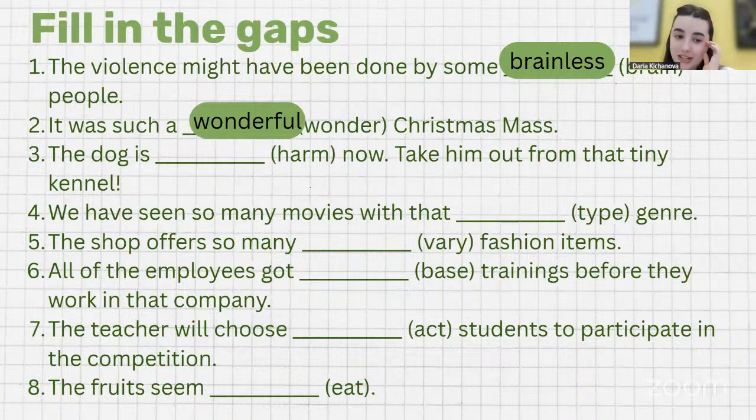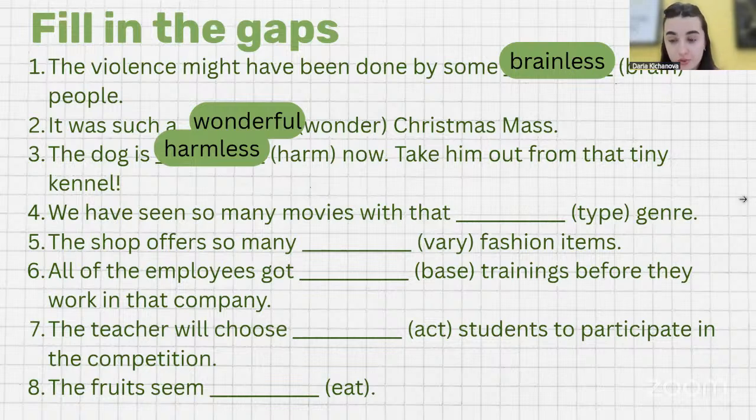And what about number 3? The dog is harm now. Take him out from that tiny kennel. So if we can take him out, it means that the dog is harmless. So you can understand that it has a lack of harm. So he is safe.